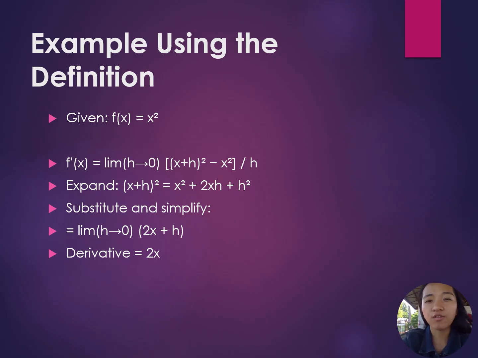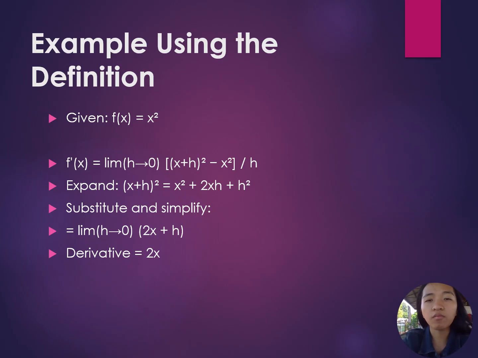So now let us look at an example. Suppose the function is f of x equals x squared. First, we substitute it into the definition of the derivative. So we have the limit as h approaches 0 of the quantity x plus h squared minus x squared, divided by h. Next, we expand x plus h squared, which becomes x squared plus 2xh plus h squared.